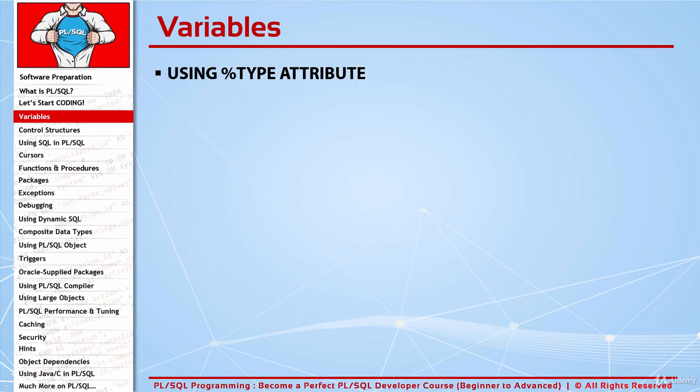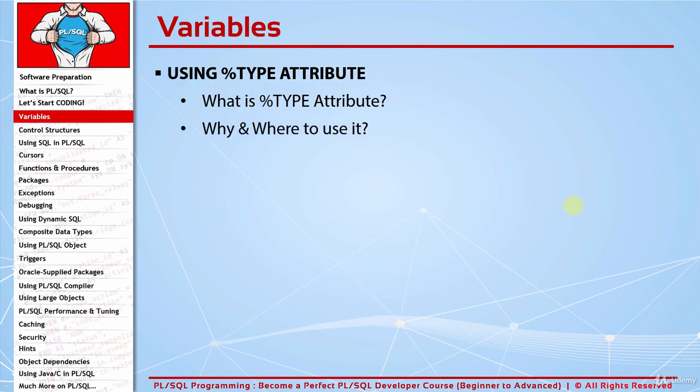Alright, let's continue with using the %TYPE attribute. So what is a %TYPE attribute? Basically, %TYPE gets the data type of the referenced column or value and assigns this data type to the declared variable. So why and where to use it?